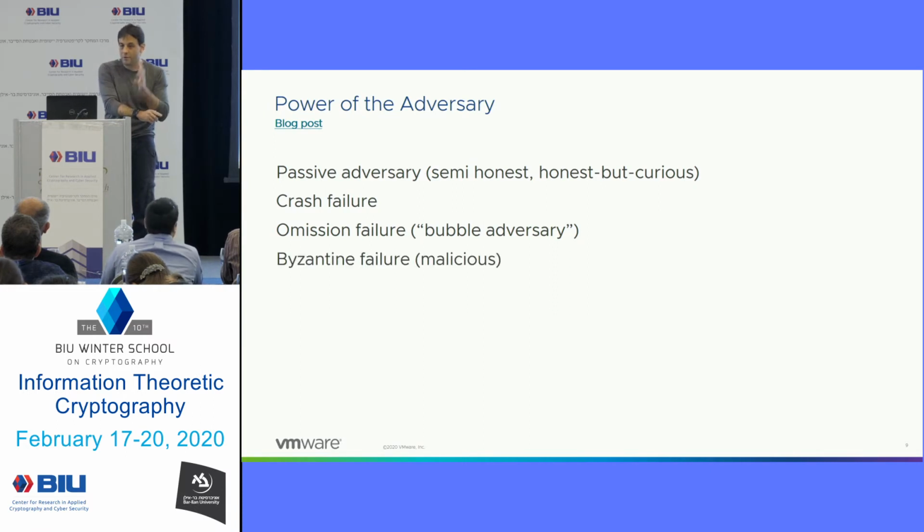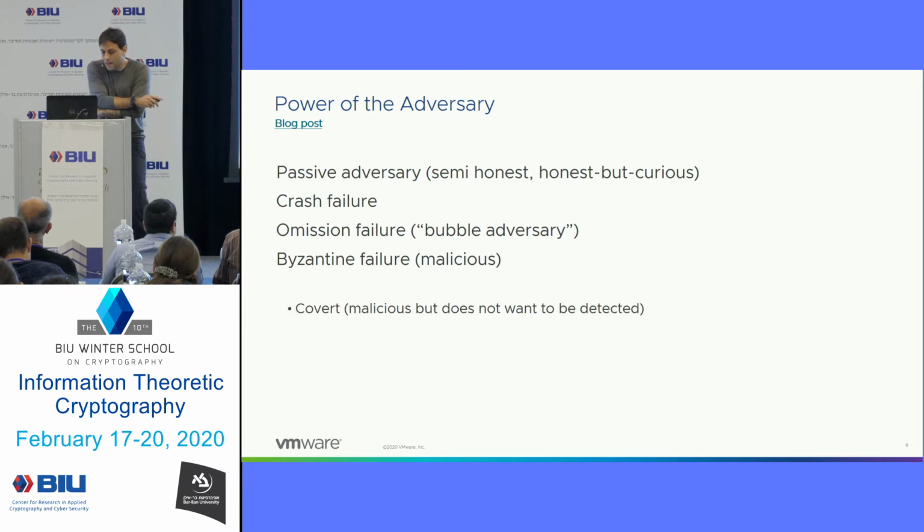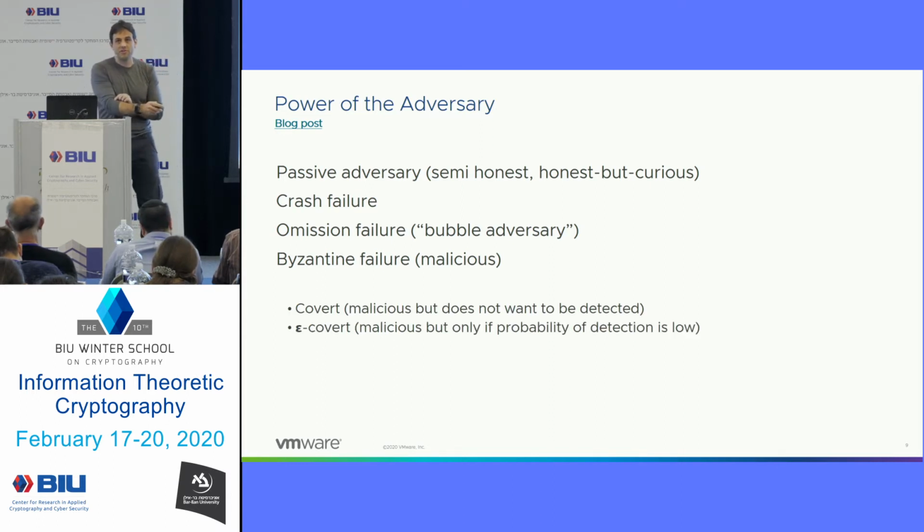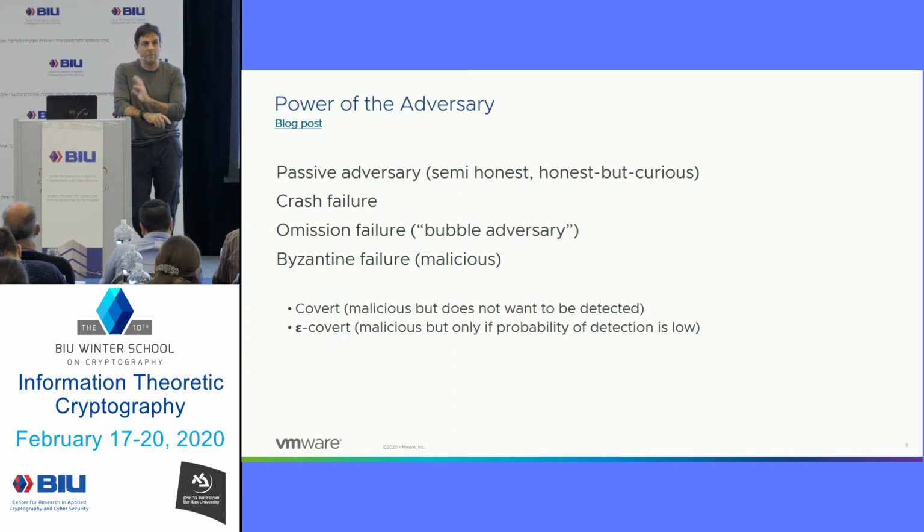Okay, good. So the next one is one that you obviously all know. This is a malicious adversary that can control the party and do whatever it wants. I will just mention two additional variants of this malicious party, which is a malicious party that's actually afraid of being detected. These are covert and epsilon-covert, so afraid of being detected with some probability. These are interesting variants of detection notions.